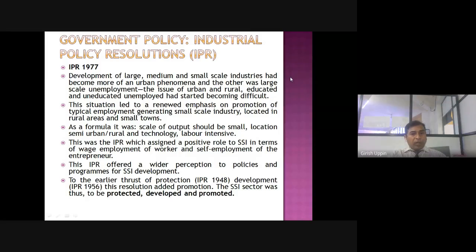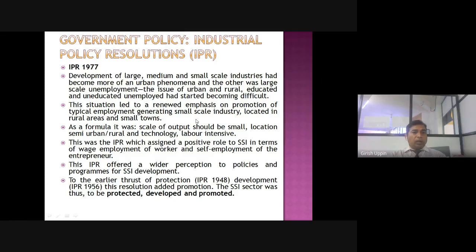Development of large, medium, and small scale industries had become more of an urban phenomenon, right? Because they focused more on the urban areas, all the industries were concentrated in the urban areas. And the other issue was large scale unemployment. The issue of urban and rural, educated and uneducated unemployed had started becoming difficult. So this created a lot of issues with unemployment.